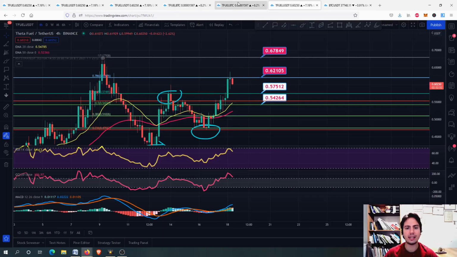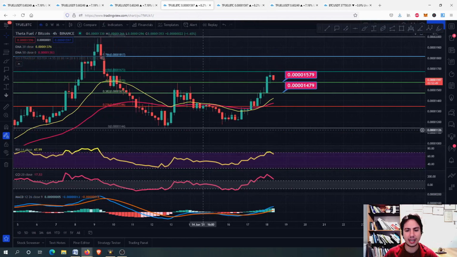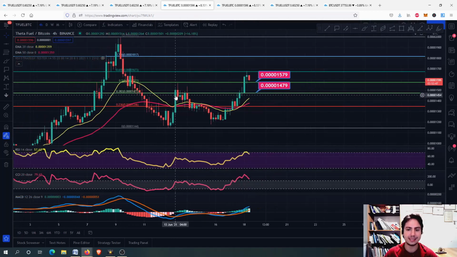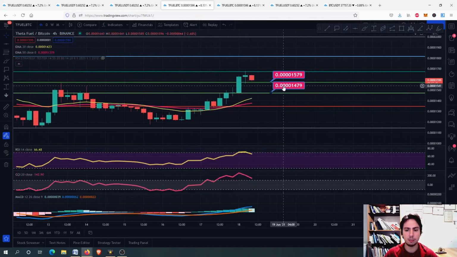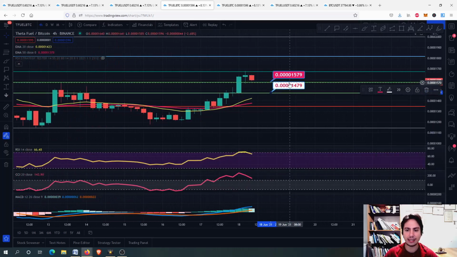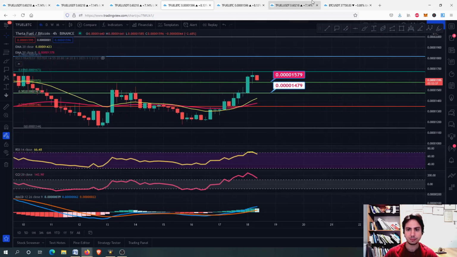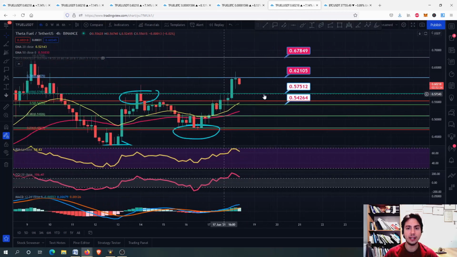But TFUEL right now is correcting a little bit on the Bitcoin chart. You can see here we had our high momentum, but in general we are correcting a little bit. We want to stay above this support level right here, guys. If we stay above this, it is all good, right? So for TFUEL, guys, wait a little bit.